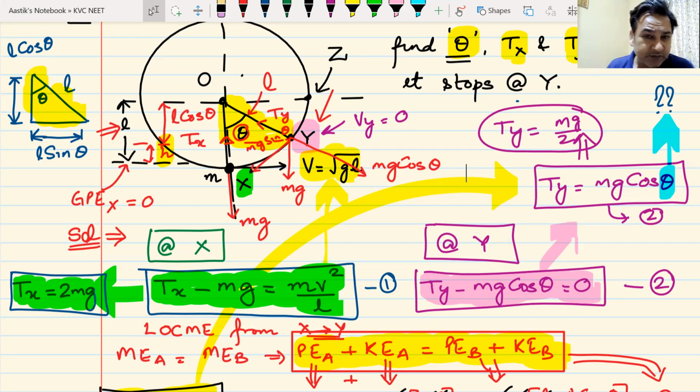We cannot find the value of Ty unless we know the value of theta, or vice versa. Who helps us in this condition of distress? Yes, my dear friend, Lock me comes in. Lock me. I love Lock me. Lock me comes in, saves the day for us.